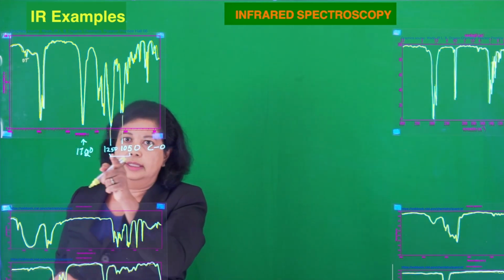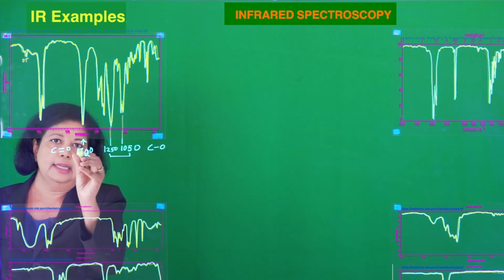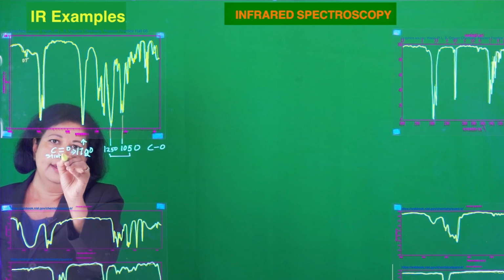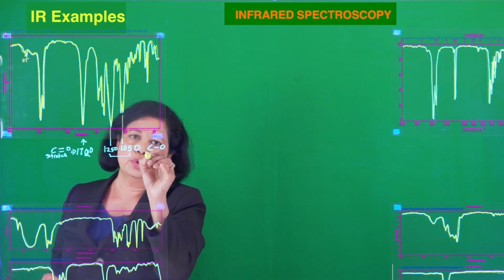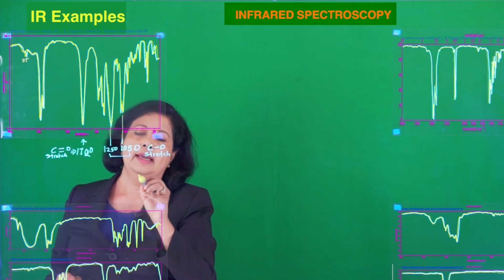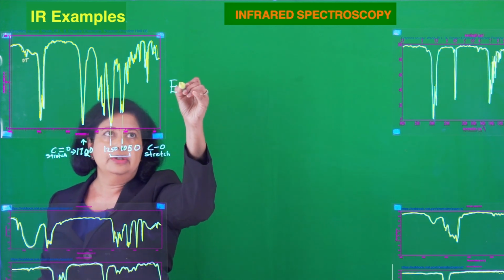So here, these are the things that really give it away that this is an ester. This is a C double bond O stretch. And this is a CO stretch. And we have two of them. And that's going to be indicative of an ester.